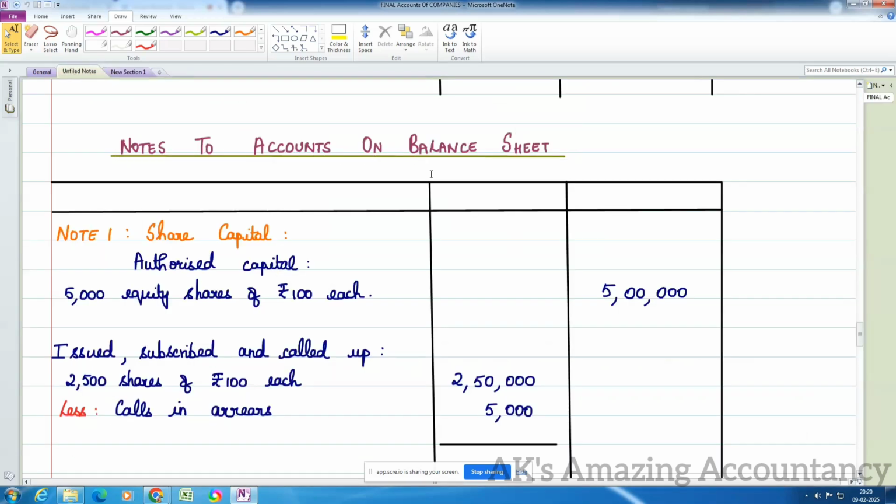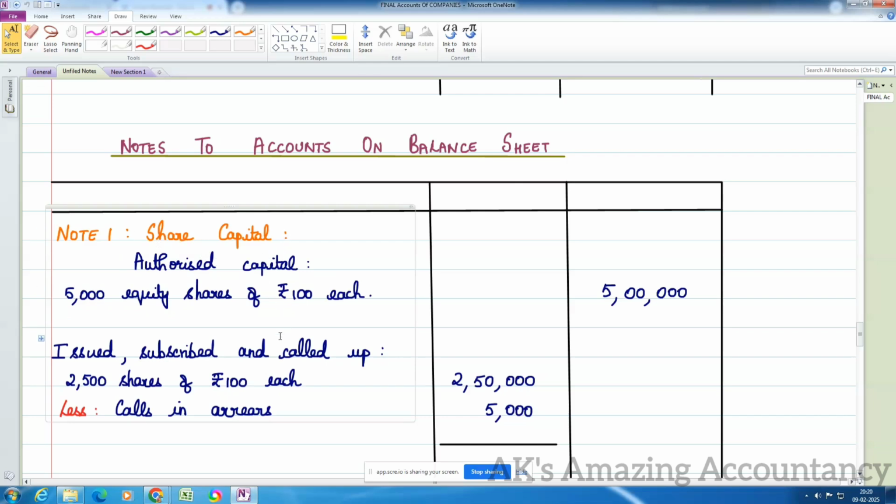So first we have to prepare the notes to accounts relating to the balance sheet. Okay, so let us start with note 1. As I used to tell always, as far as this particular chapter, that is company final accounts, is concerned, being thorough with the format is very essential. So you have to know what all notes will come and what all items will come under which note. Note 1 usually will be for share capital.